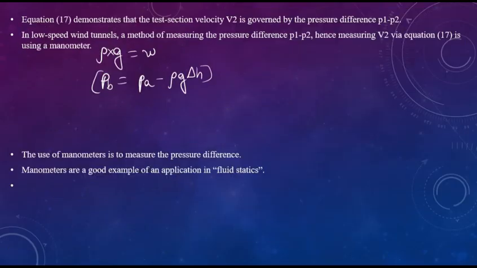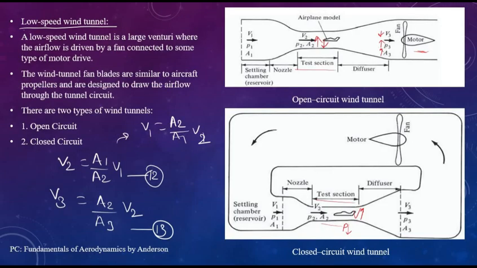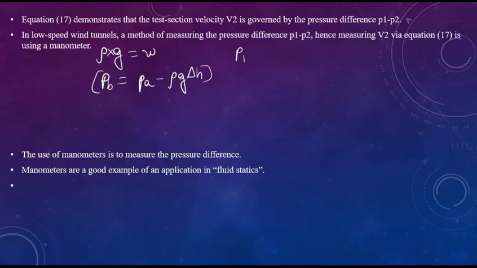So if I connect PA, it would be P1 if I connect it to the settling chamber pressure tab. And at the other side of the manometer, which is associated with PB, if I connect that to the test section pressure tab, that is over here, then I would get the pressure P2. So if I'm getting P1 and P2, how can I write this equation?